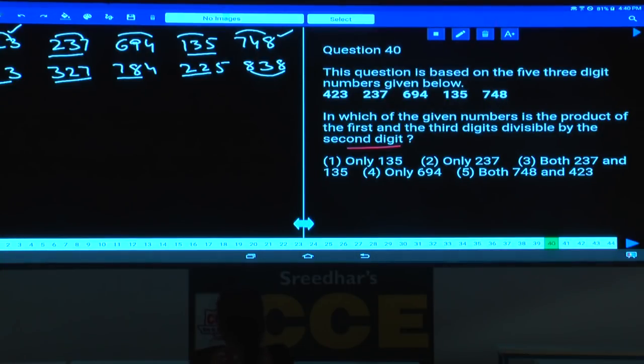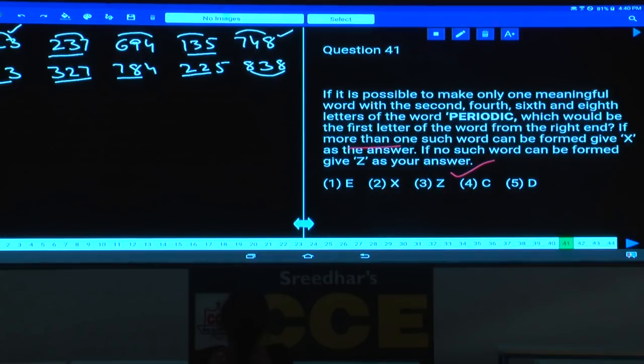Then question number 41. Now in this 41, what is the word here? Periodic, P-E-R-I-O-D-I-C. Now in this word periodic, if it is possible to make only one meaningful word with the second, fourth, sixth and eighth letters. Second one is E, fourth one is I, sixth one is D, and eighth one is C.